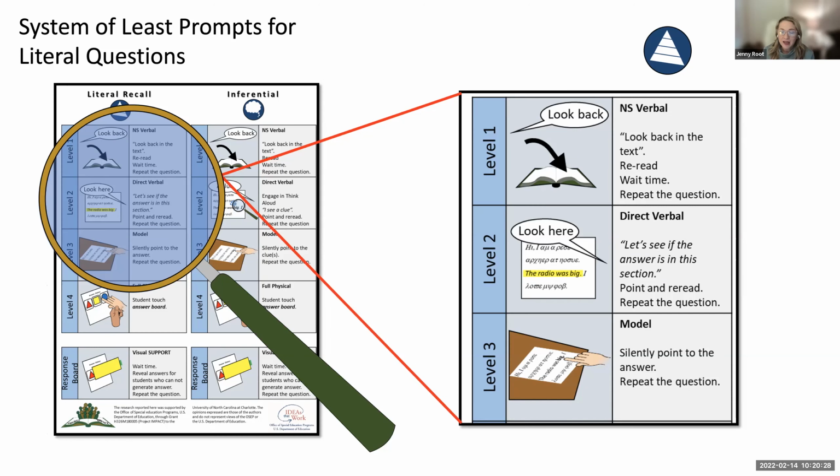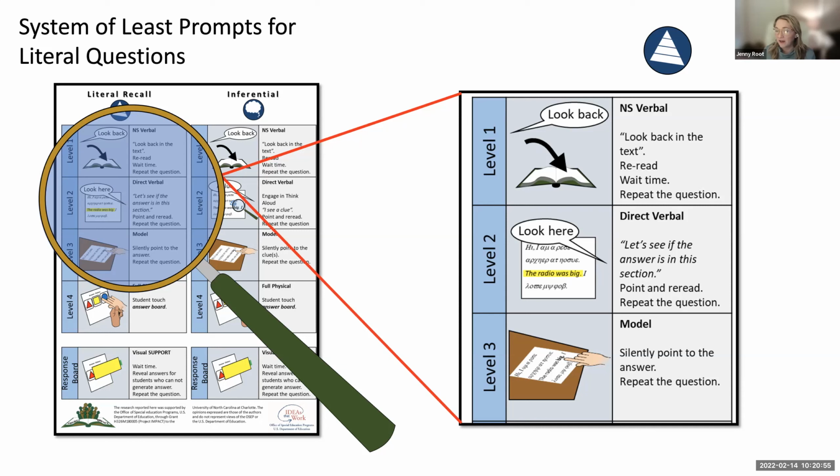Here's a wonderful support created by Project Impact on literal recall and inferential questions. So let's take a closer look. Again, that first level prompt is a non-specific verbal. So like, let's look back into the text. I'm going to reread just those 2 to 3 sentences, give them wait time, repeat the question.